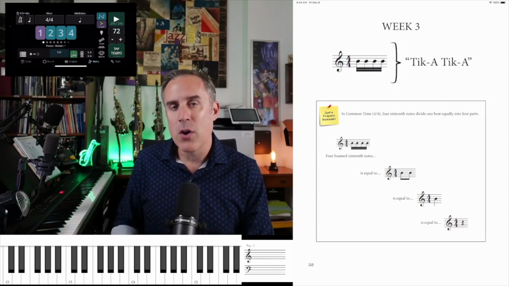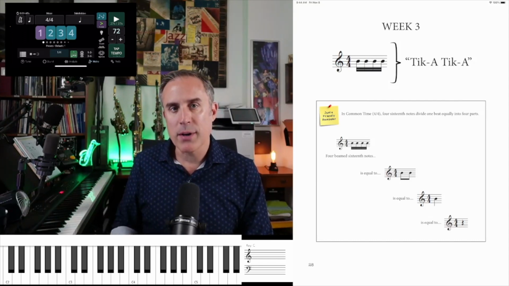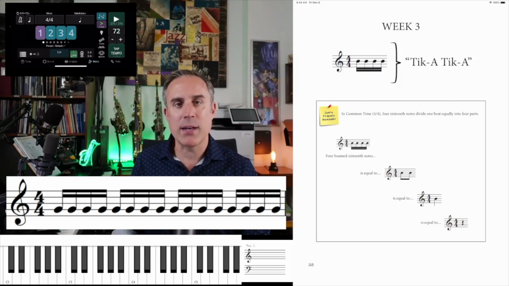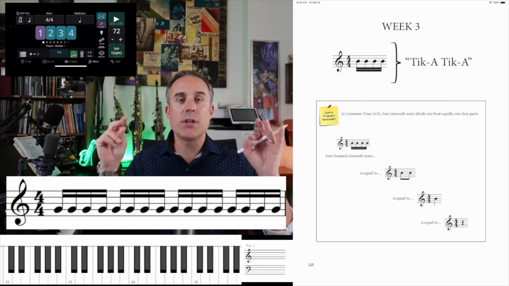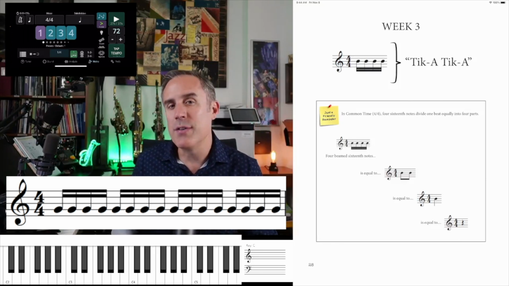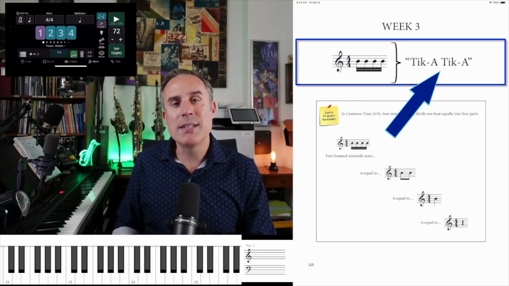Well, what if we divided our quarter note into 4 equal parts? This would give us 16th notes, and this is what they sound like. Tik-A, tik-A, tik-A, tik-A. So we divide one quarter note into 4 equal parts, which gives us 16th notes, and in the Tik-A Tee method, the verbiage we use is Tik-A Tik-A.